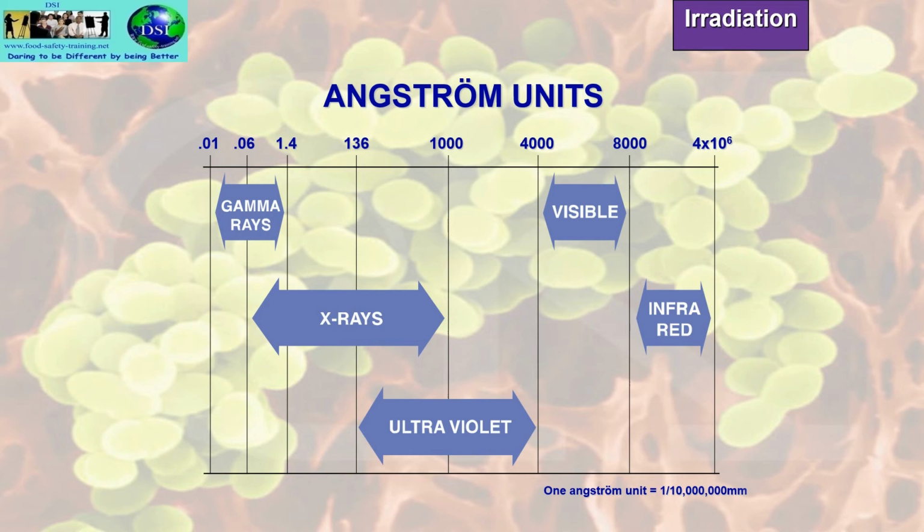This is the electromagnetic spectrum, and it shows you the different types of electromagnetic radiation and the units involved. For example, you've got gamma rays between 0.01 and 1.4, X-rays further on up the scale between 1 and 1,000, ultraviolet between 136 and 4,000. You've got visible light, which is between 4,000 and 8,000. Then you've got infrared between 8,000 and 4 times 10 to the power of 6. And one Angstrom unit is equal to 1 over 10 million millimeters.